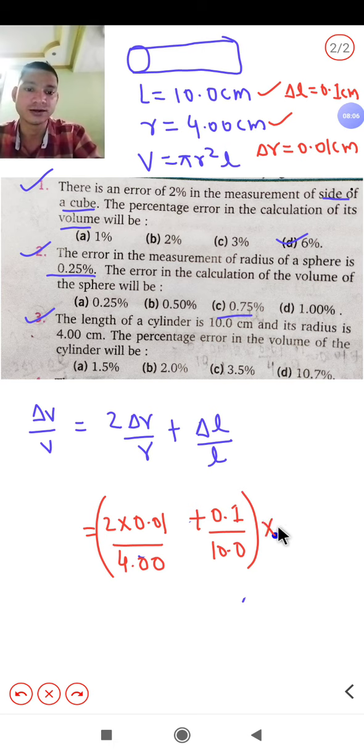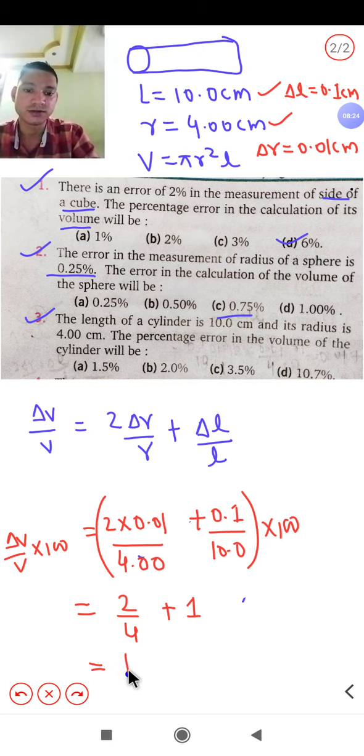Multiply both sides by 100, I'll get the percentage error. Now if we solve it further, this number will become 2 by 4. This will become 10 by 10, that is nothing but 1, and 1 by 2 plus 1, that will be 1.5%. So this is the correct answer here.